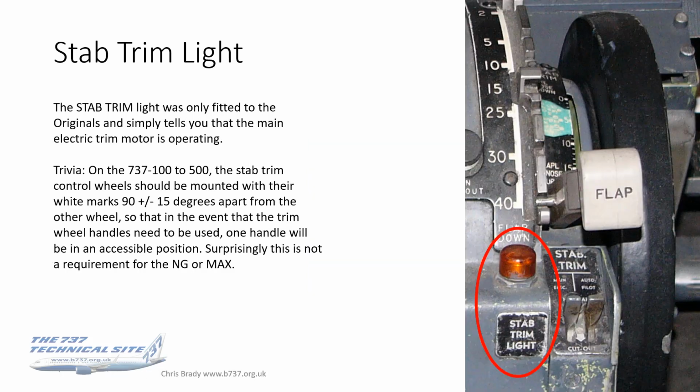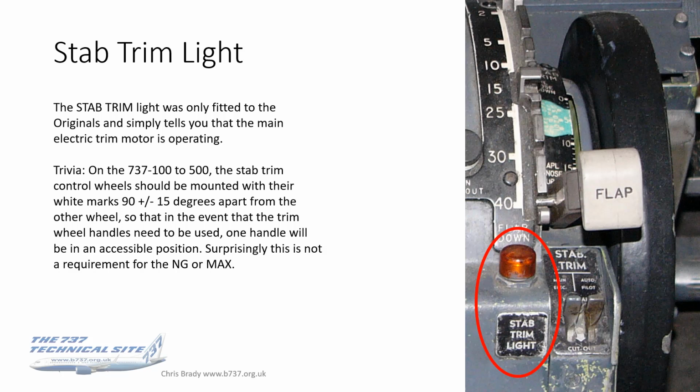The stab trim light, this was actually only fitted to the originals, and all it does, it tells you that the main electric trim motor is operating. I've no idea why they thought they would need this light, because as we all know, the noise from the trim wheel when it's turning is enough to tell you that it's operating. But I guess they thought people would need another cue.